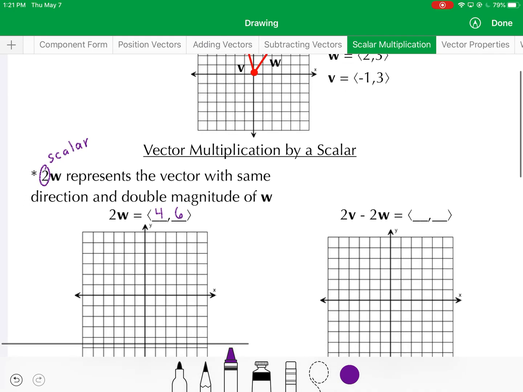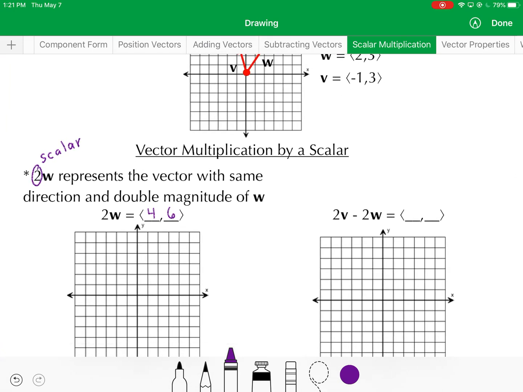Okay? So think of it like this. 2w would just mean draw out w twice in a sense. Okay? So here would be 1w. And then from there, if you draw out a second w, so all together, from the very first initial to the very final terminal, this would be considered 2 times vector w.